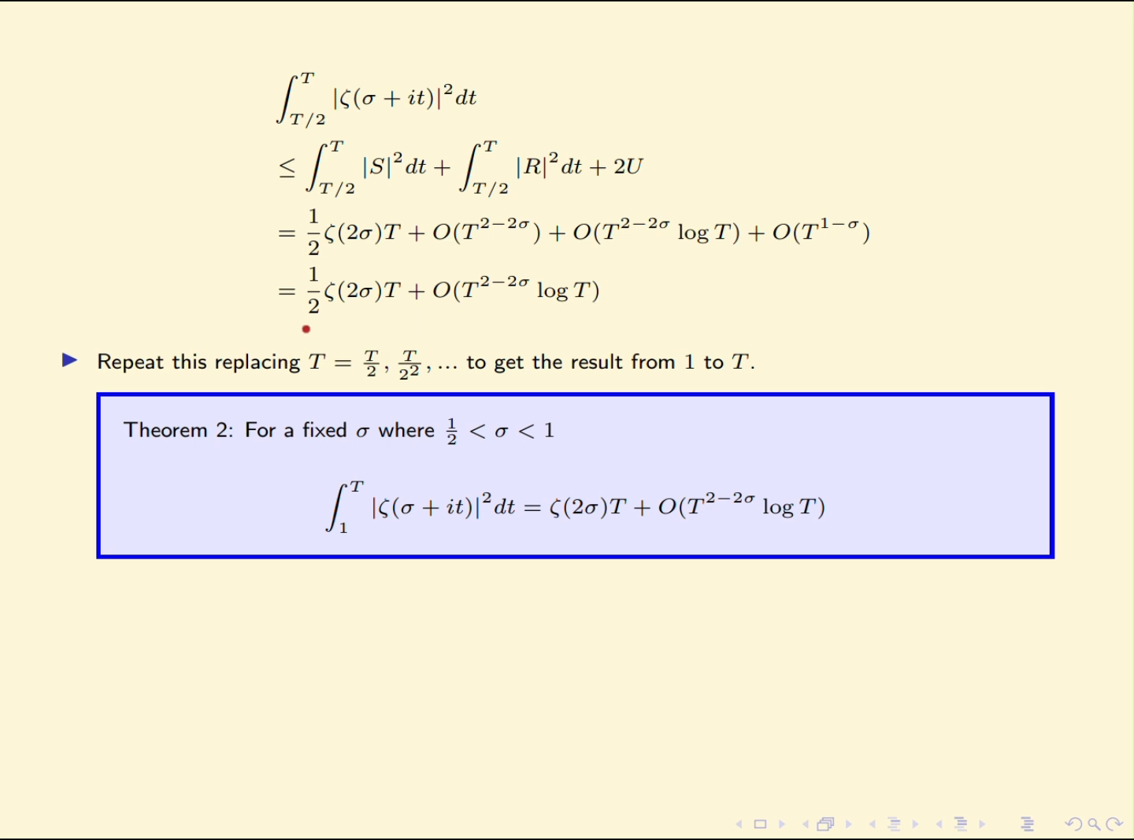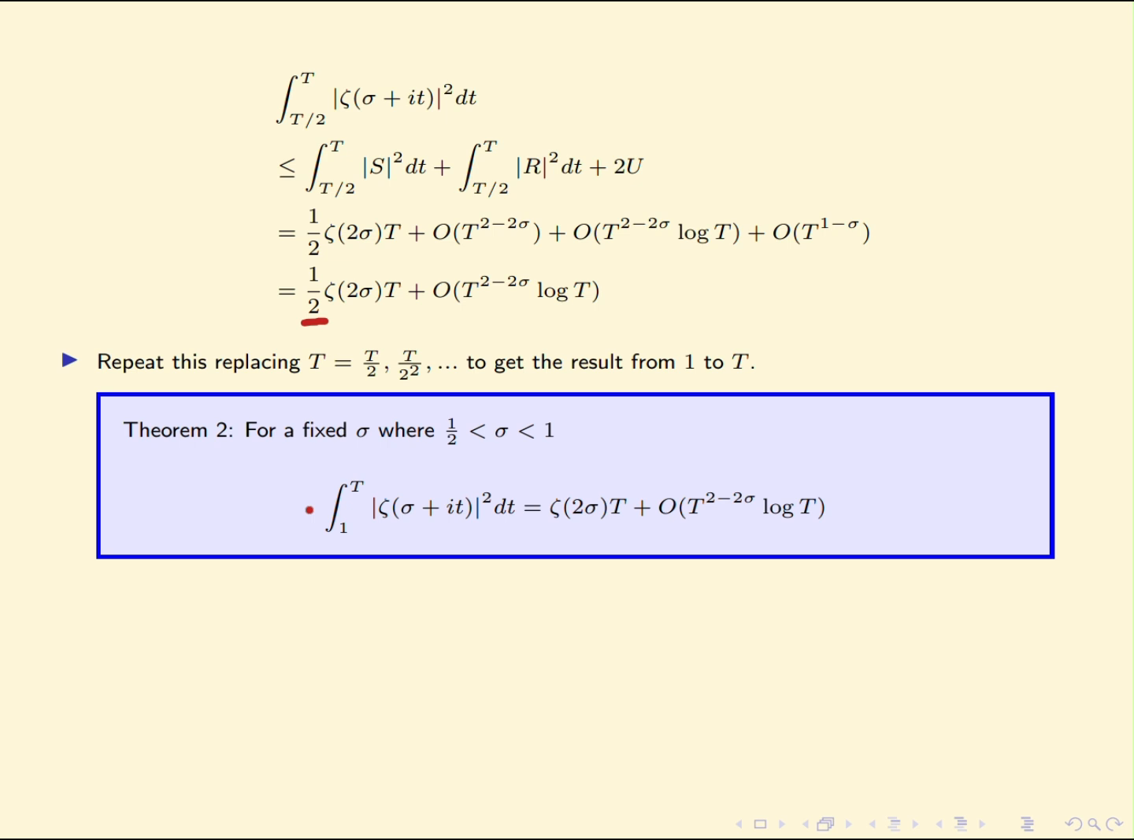And you might be wondering what happened here. If you take 1/2 of zeta of 2 sigma times t, and then you replace t with t over 2, then you do the same thing. You get the integral from t over 4 to t over 2. That's going to give you another 1/4 of zeta of 2 sigma times t. So you get 3/4, but it doesn't seem to converge to zeta of 2 sigma. If it took an infinite number of these sums, it would converge to zeta of 2 sigma, but if you only take a finite number of steps, how does that converge?